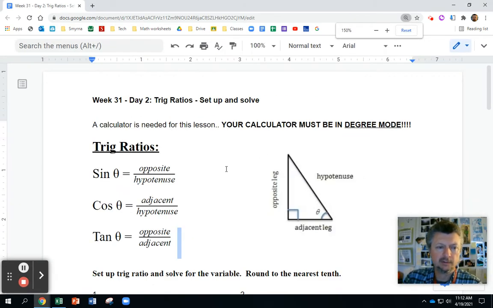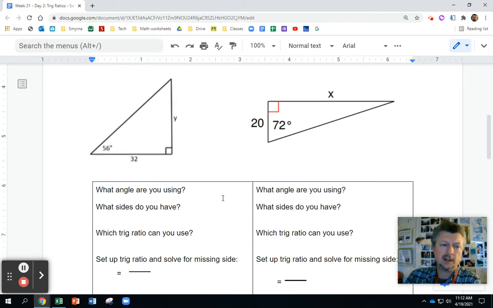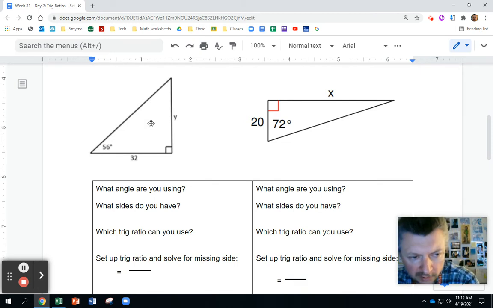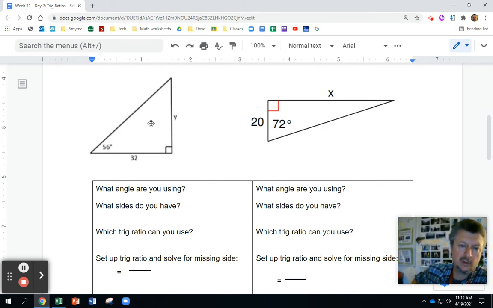I'm going to go over the week 31, day 2 assignment. So we're doing trig, we're continuing on with trigonometry. Here's your ratios. Now, here's what we're doing this week. We have a triangle with some numbers and a variable, and we're going to set it up. We set it up last week on day 2. This time we're going to solve, just like we did this week on day 1. Set up and then solve.